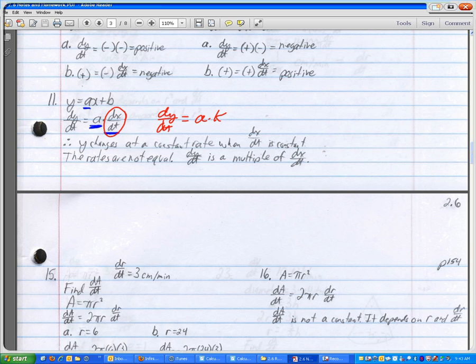Okay? Now, the rates are not equal. Why aren't they? Well, they could be equal only if a equaled 1, correct? So I guess I should have thrown that in, but I didn't think of that. The rates are not equal because dy dt is a multiple of dx dt. So they're both constant rates, but they're not the same rate. The only time they would be the same rate was if a equaled 1. I feel like I butchered that.